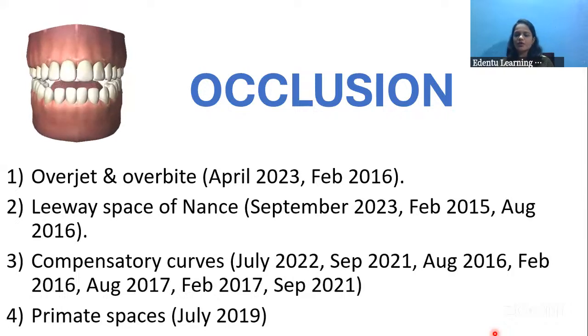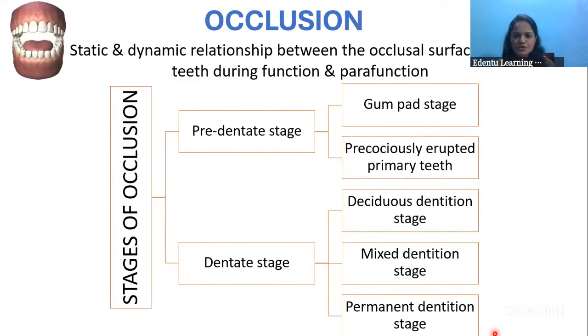So we are mainly going to discuss the topic of occlusion today. What do you mean by occlusion? Occlusion means the static and dynamic relationship. Static means at rest, and dynamic means in motion. It is the static and dynamic relationship between the occlusal surfaces of the teeth during function and parafunction. Function means mainly mastication, and parafunction means other things like talking, swallowing and so on.